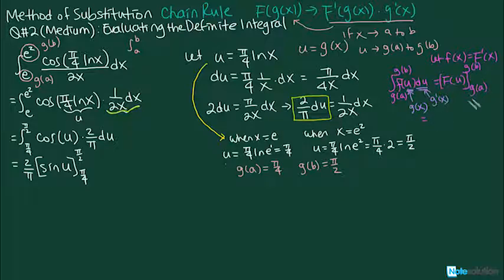So when we substitute in these two values according to the second part of the fundamental theorem of calculus, we've got f of g b minus f of g a. So that is the answer. You don't have to substitute back in the original variable x. And so here we're left with this. So we're just proceeding with substituting these values. We've got 2 over pi, and we have sine pi over 2 minus sine pi over 4.